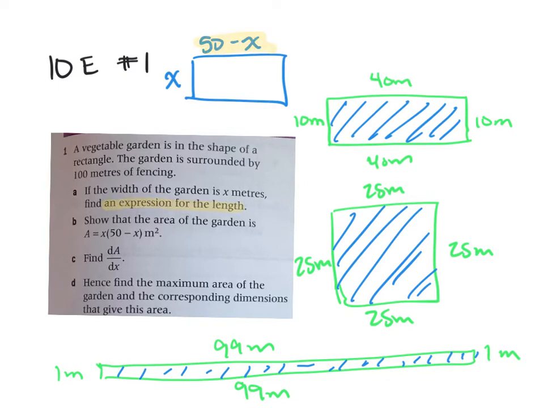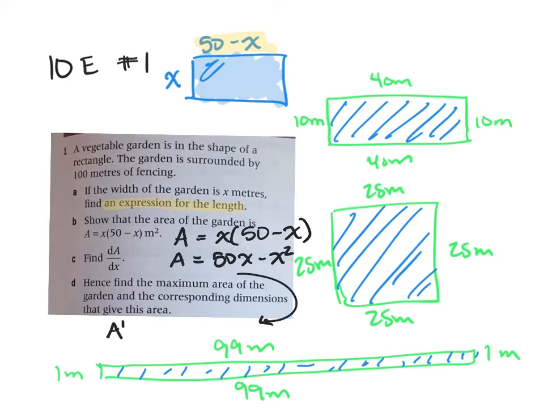So then area, you don't really have to show much here. If I wanted this area on the inside, you would hopefully tell me that it is going to be x times 50 minus x. Okay, so that's A. So find the derivative of A with respect to x. If A equals x(50 minus x), we're going to find the derivative. So I'm going to distribute this: 50x minus x squared. That's still A. And then A prime is going to be 50 minus 2x.